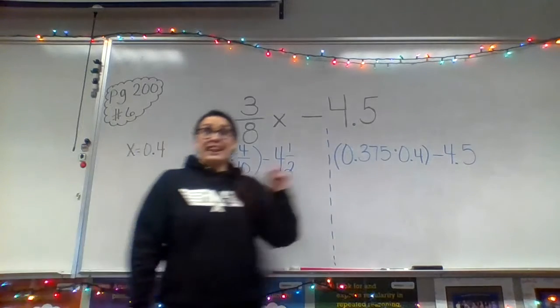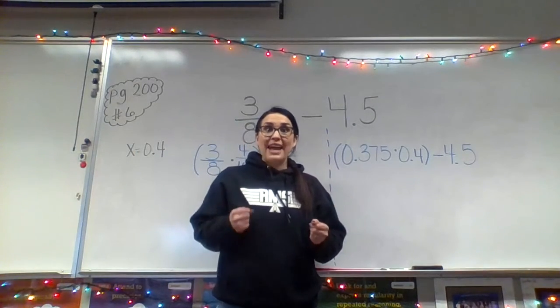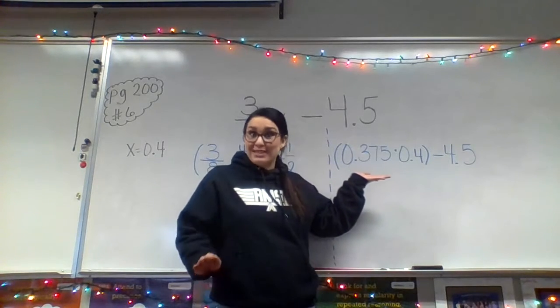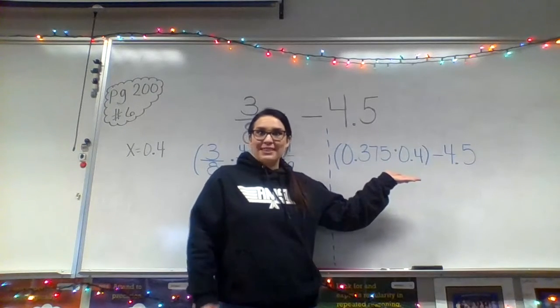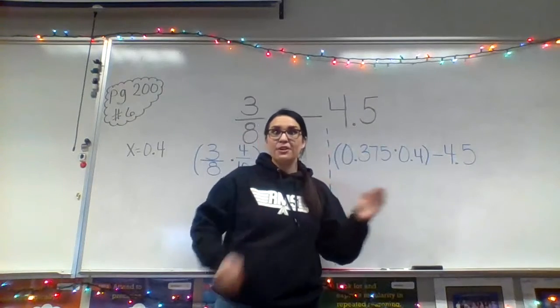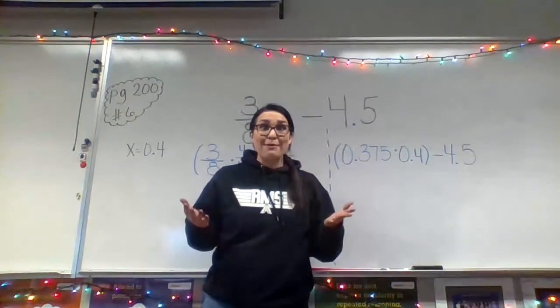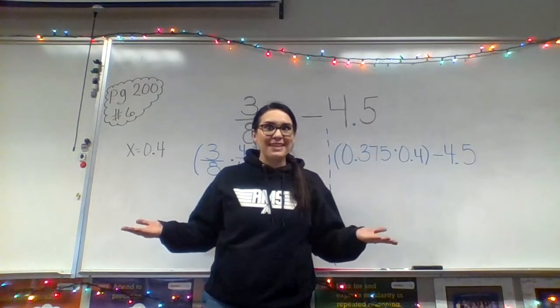Now on this side, I converted everything to decimals. So 3/8 is equivalent to 375 thousandths, right? And we're still going to multiply it by that 4/10. And then after that, it's in parentheses because that piece needs to come first. Then we are going to be subtracting 4.5. Remember, my friends, you can solve it either way, fractions or decimals, and you're going to get the same answer.